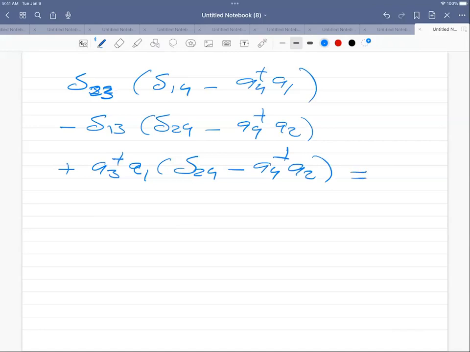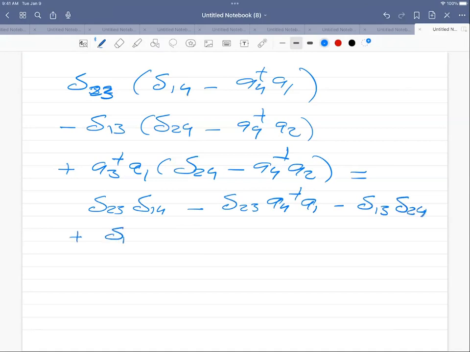And this is something I will manipulate further, and it's going to look as follows. I'm going to have delta 2,3 delta 1,4, minus delta 2,3 A4 A1, minus delta 1,3 delta 2,4, plus delta 1,3 A4 dagger A2, plus, this is very exciting as you can see, but you will see a pattern here now, which we are going to use to formulate the general theorem.